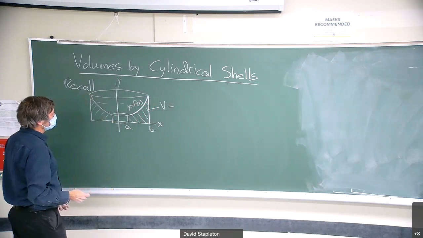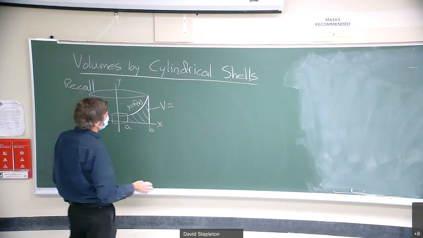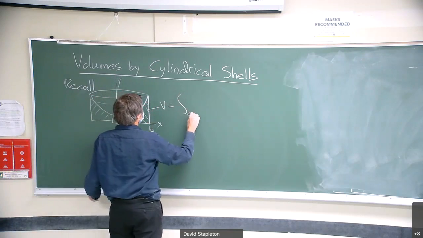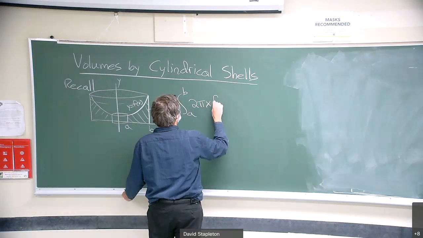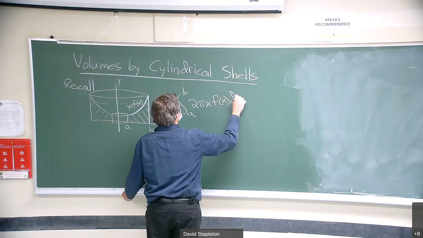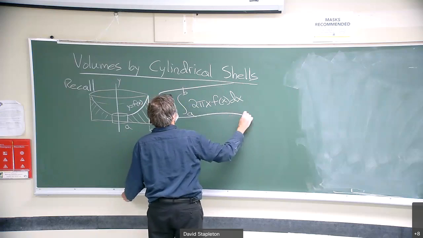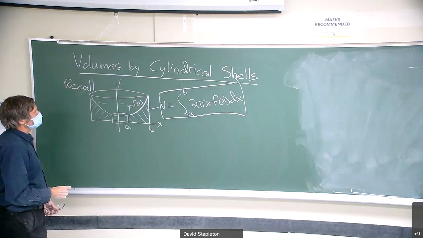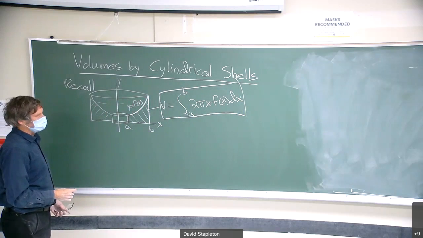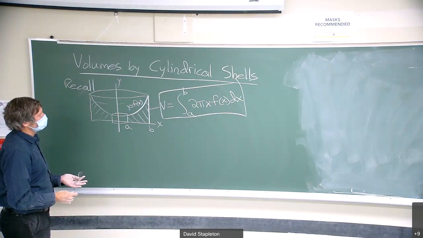Well, we said that with a little bit of work, this was the integral from a to b of 2 pi x f of x dx. That's the volume formula for cylinders that we derived right at the end of the last time. We were running out of time. This is hard to remember. There gets to be a lot of formulas, right?